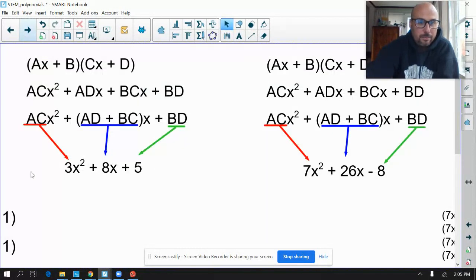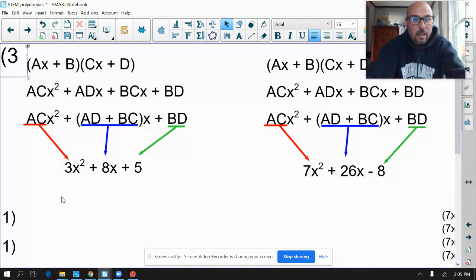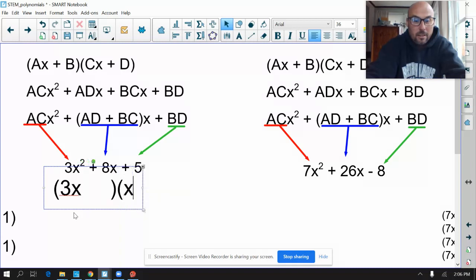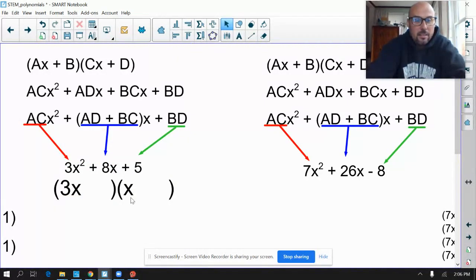Let's practice that again. So 3x squared plus 8x plus 5. How can I factor this? I know that to get to 3x squared, the A times the C has to equal 3. Well, 3 is prime. So there's only one way to get to 3, and that's if one factor is 3x and the other one starts with 1x. It has to start this way.